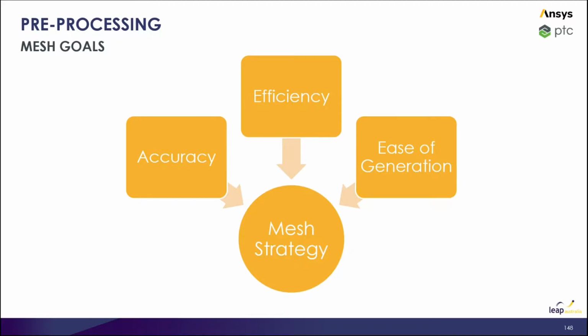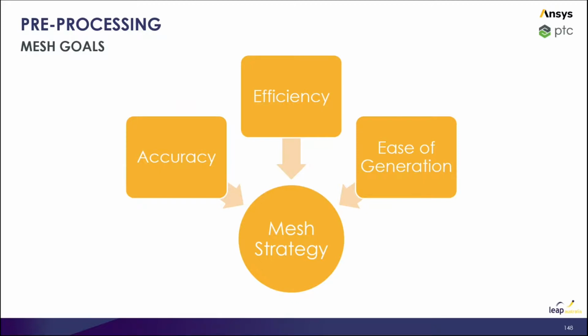We're thinking about efficiency as well. So thinking about maybe the element type that we're using. Where do we have refinement? Are we capturing the flow physics and the flow features that we're interested in? How cheaply can we do it as well? If we can run things relatively quickly, it means that we can run more design iterations.